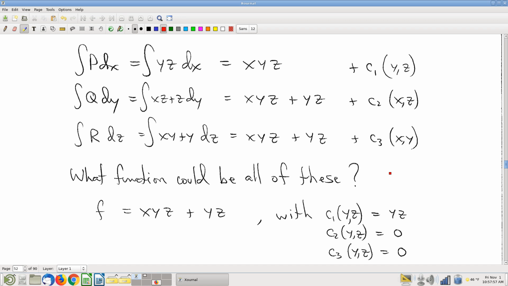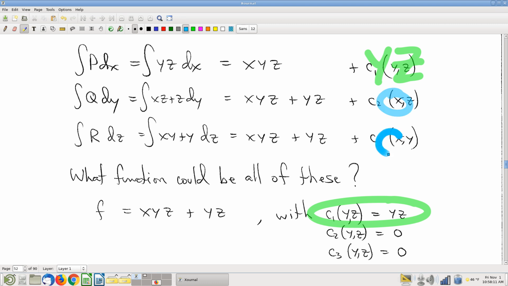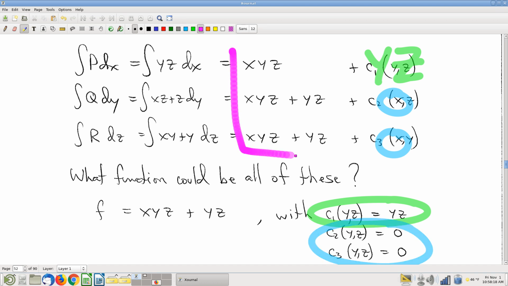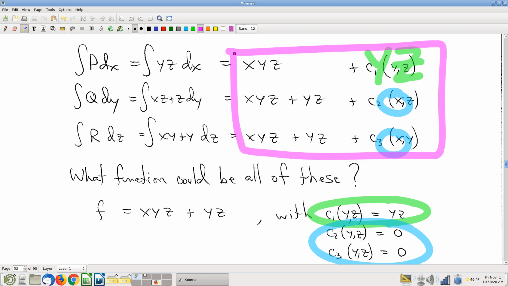Just make this, okay, so make this yz, and make the rest of these 0. And now, sure enough, all three of these are the same thing. Everybody good?